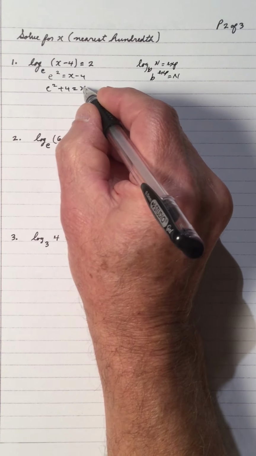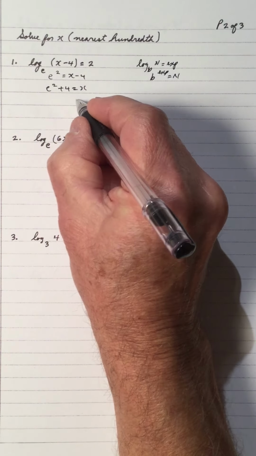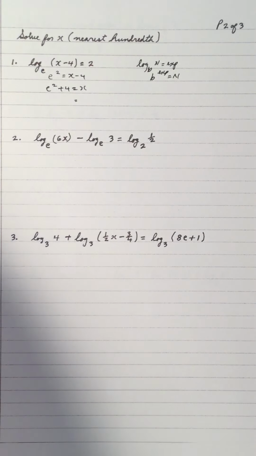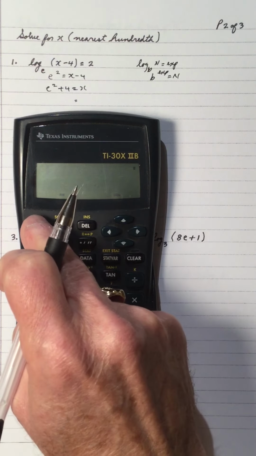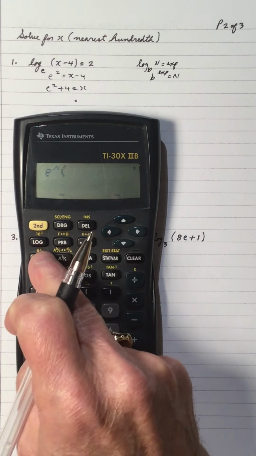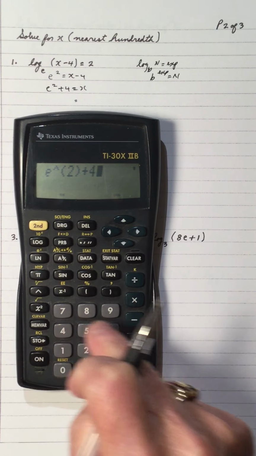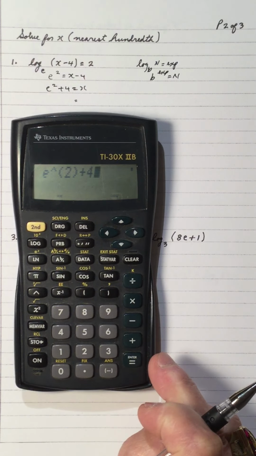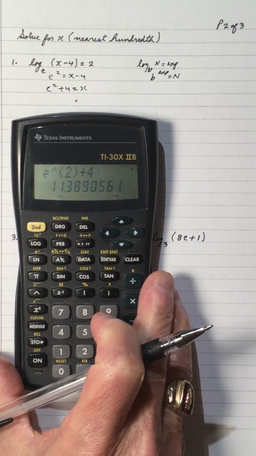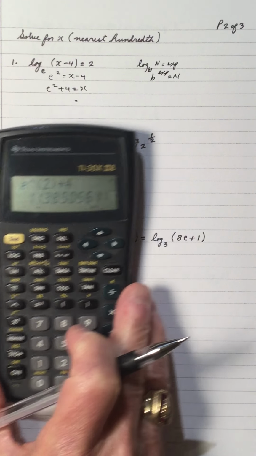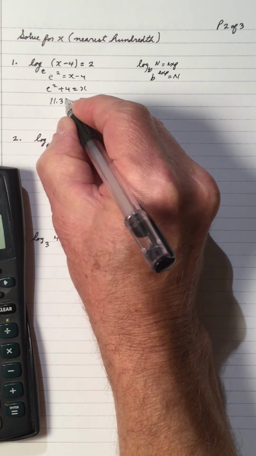Now this is the exact value for x, but we want it to the nearest hundredth, so we take our calculator and turn it on. We go e, second function ln, e squared plus 4. E squared plus 4 is 11.389, so it's 11.39. So x is equal to 11.39.